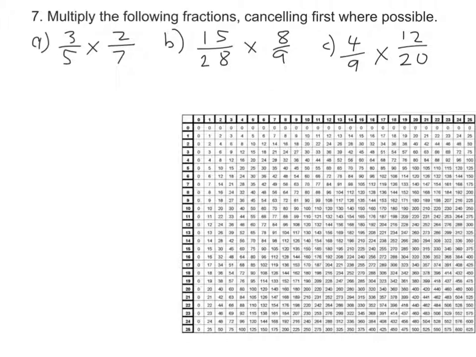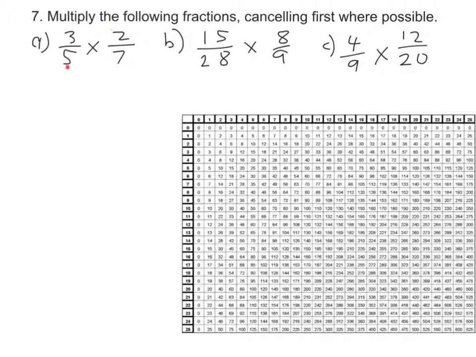Now, if you look at question A, we have 3 and 7 here. The only number that goes into 3 and 7 is 1, so there's no point doing that, because if you look at all the other multiples, you won't find 3 and 7 in the same line, so we can't simplify that anymore. And the same with this side as well.